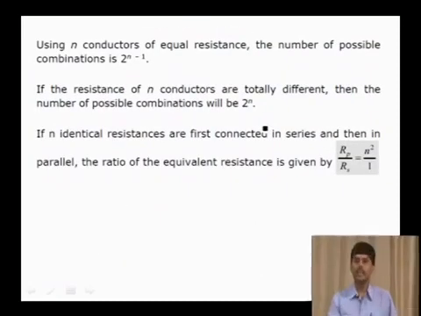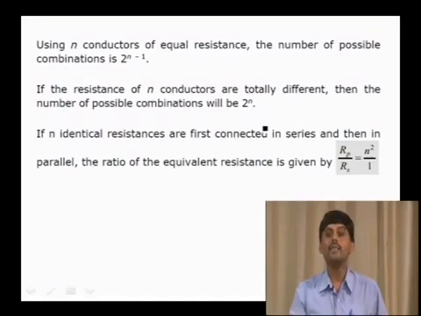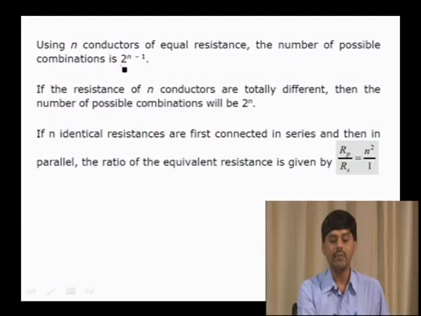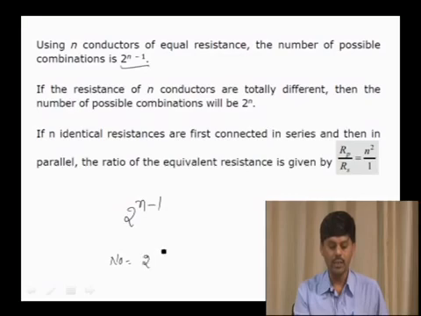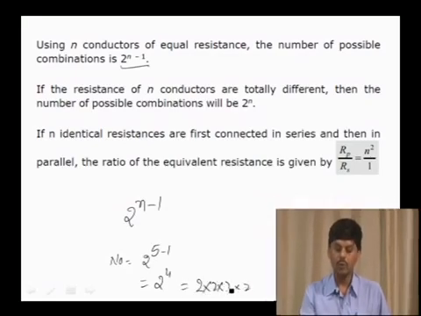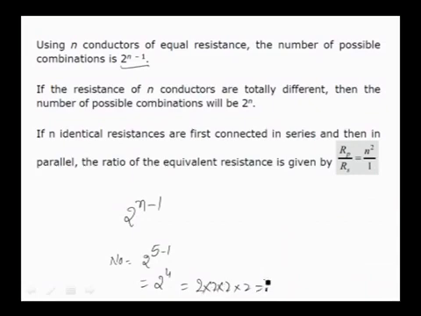Suppose using n conductors of equal resistance, the number of possible combinations is given by 2 power n minus 1, where n is the number of resistors. Say for example, 5 resistors of equal values are given. How many series and parallel combinations can you form? The number of combinations is equal to 2 power 5 minus 1, which is 2 power 4, that is 2 into 2 into 2 into 2, which is 16. So we can obtain 16 combinations.